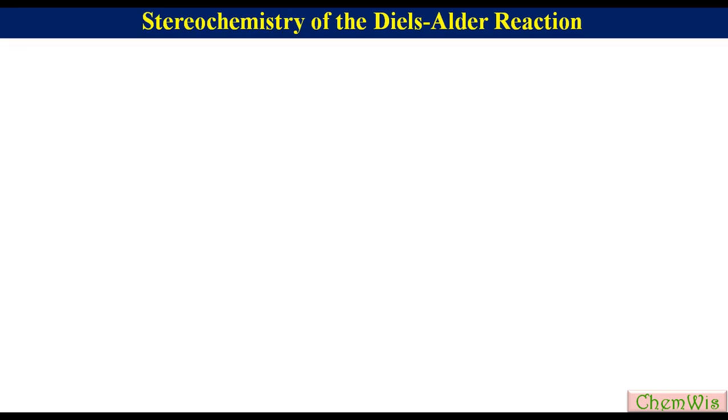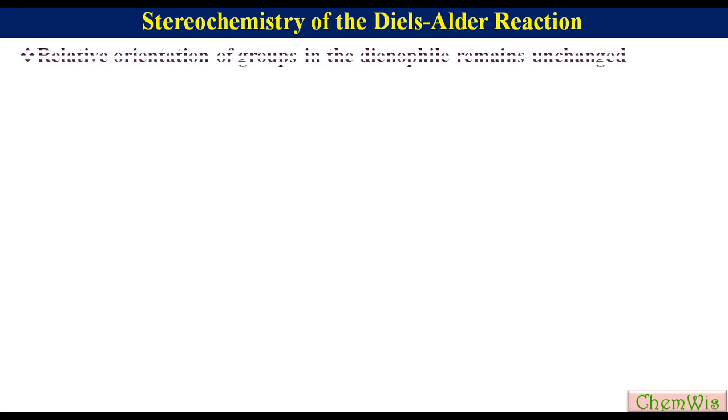Stereochemistry of the Diels-Alder reaction. In this, we will first discuss the stereochemistry of the dienophile part, and then exo and endo product formation and endo selectivity. Relative orientation of groups in the dienophile remains unchanged during the course of the Diels-Alder reaction. This means two groups which are cis in the dienophile will remain cis, while those which are trans will remain trans in the Diels-Alder product.